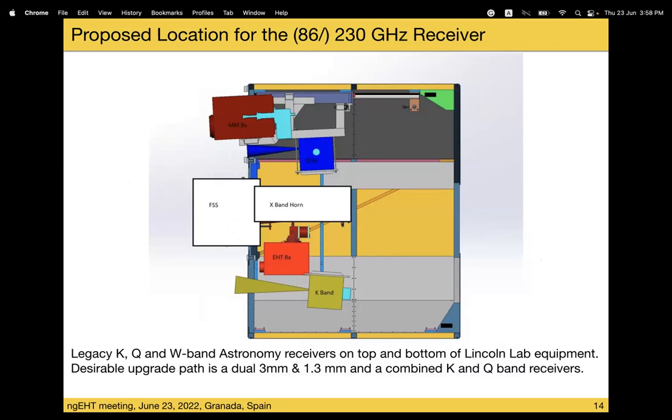So if 86 becomes part of the ngEHT, we'll definitely go for a dual band EHT 230 and 86 gigahertz receiver here. And so you can see I have it there. The combined K and Q can also be combined.